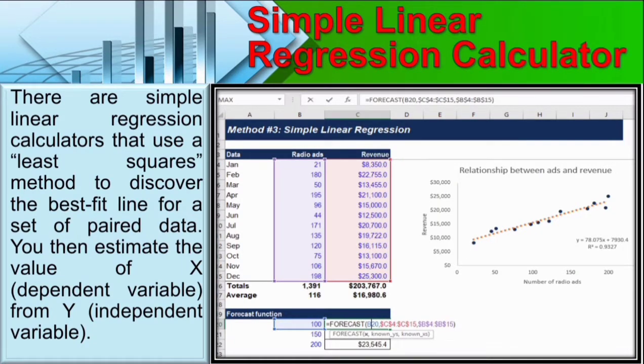There are simple linear regression calculators that use a least squares method to discover the best fit line for a set of paired data. You then estimate the value of x dependent variable from y independent variable.